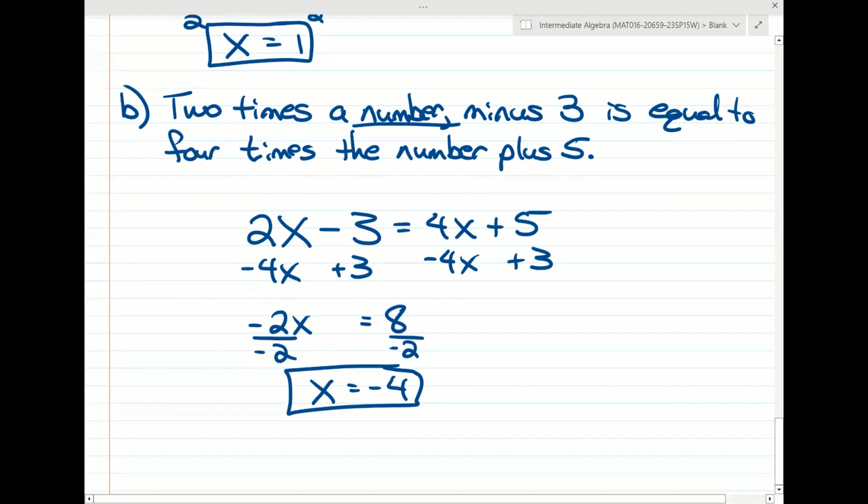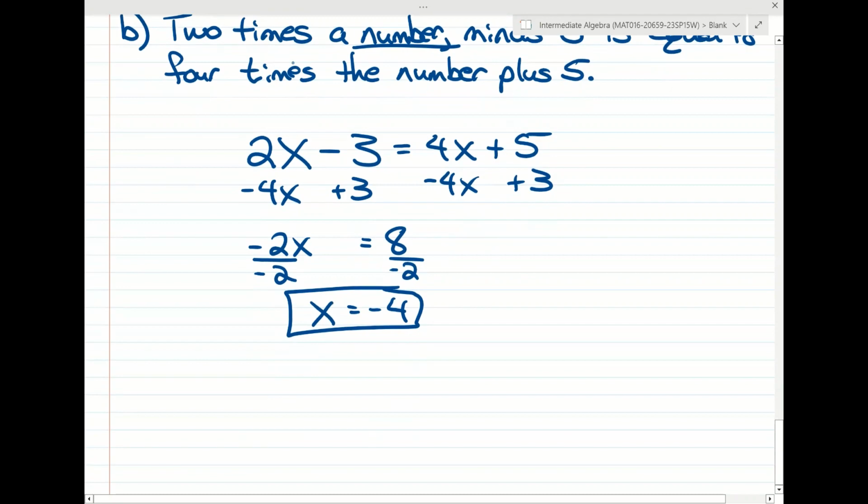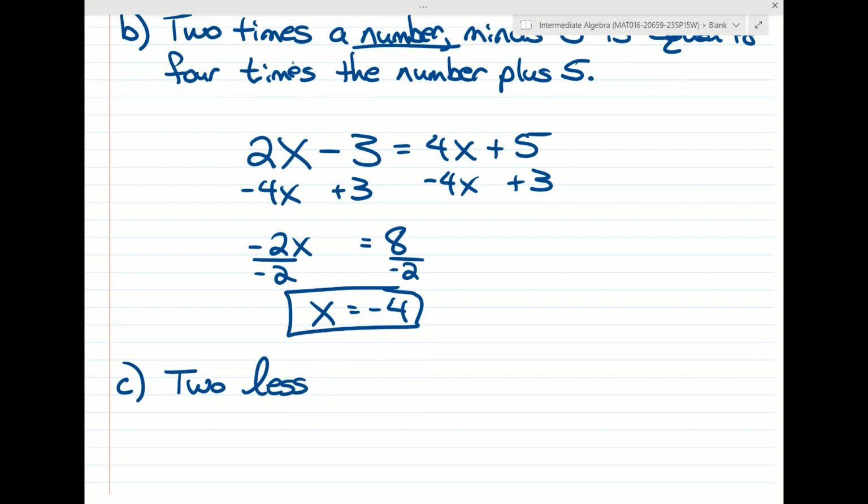I wanted to show you one more of these before we get to the word problems. What if I said 2 less than a number is 8?